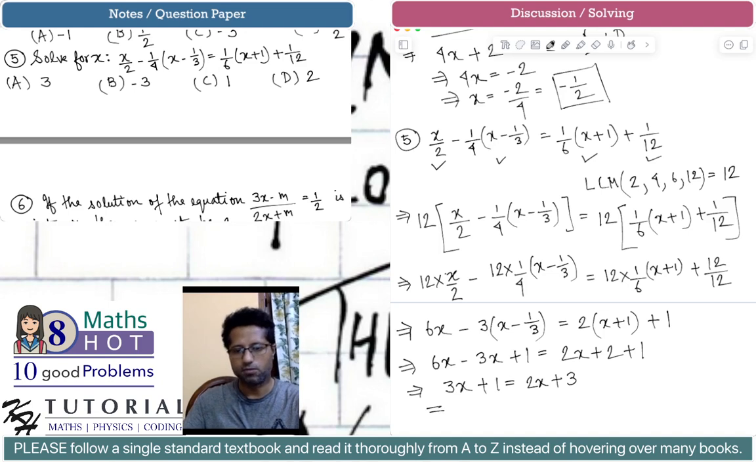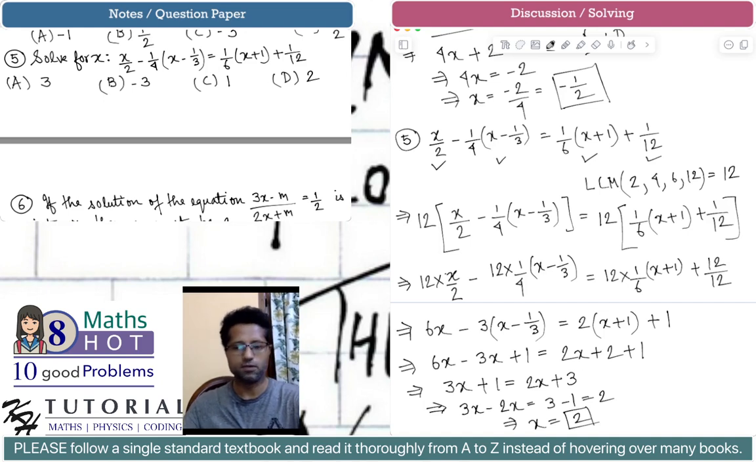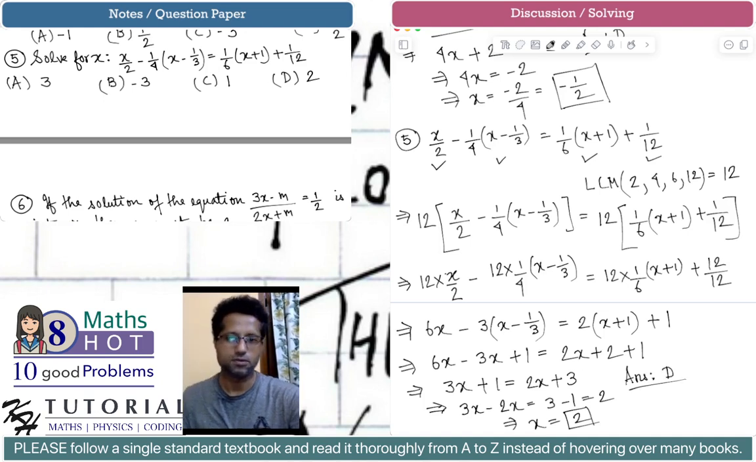Now if I bring all the x terms to the left hand side and all the constants to the right hand side, I get 3x minus 2x is equal to 3 minus 1, which is equal to 2. This implies x is equal to 2. So the solution or the root of the given equation is 2, and hence the correct choice is D. D is the correct choice.